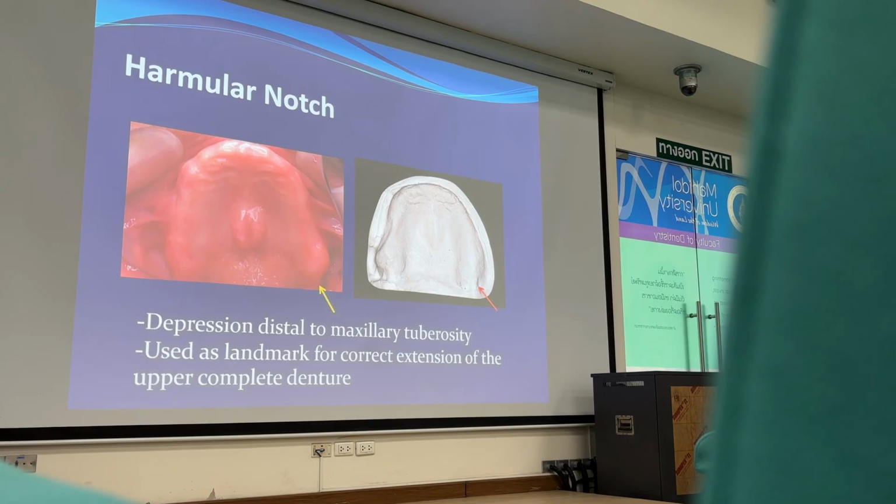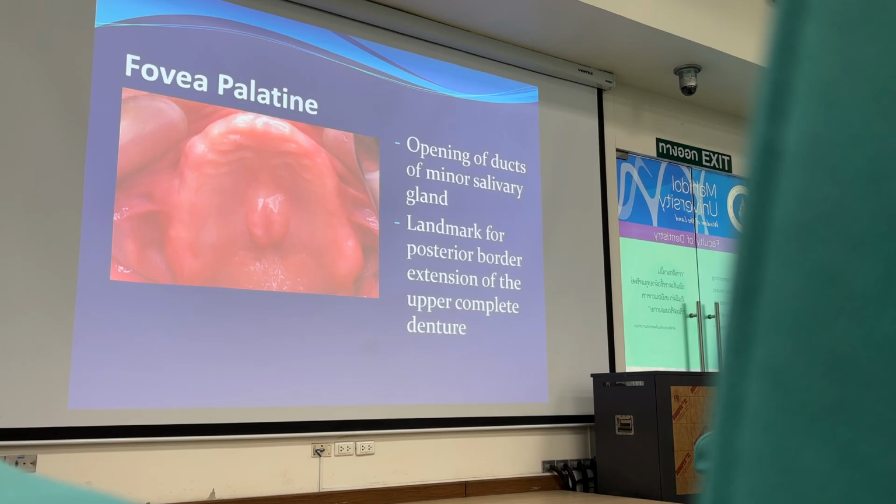Okay, the depression distal to the maxillary tuberosity is used as a landmark for the correct extension of the upper complete denture. You know this landmark, and after that you do the next step when you decide on the individual treatment. The fovea palatini is here. It's the opening of the ducts of the minor salivary glands, a landmark for the posterior border extension of the upper complete denture.